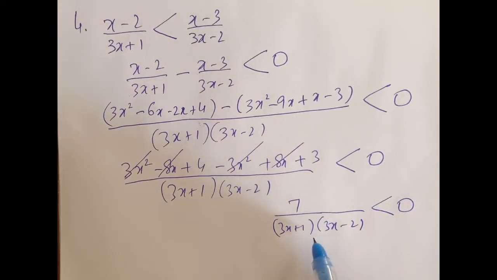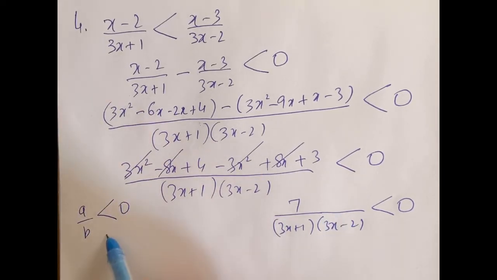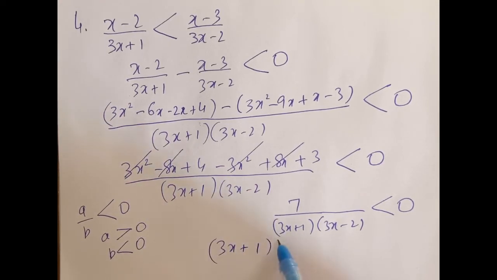Now this is of the form a upon b less than 0. A upon b less than 0 means, if a is positive, like here 7 is positive, this means b is negative. So this means 3x plus 1 into 3x minus 2, this will be negative. Numerator upon denominator negative, numerator positive, then denominator must be negative.